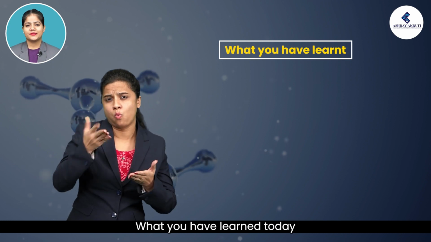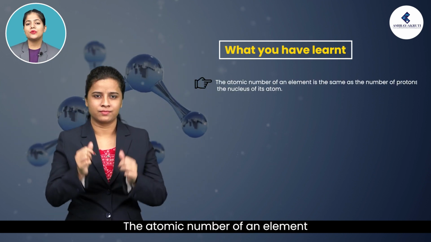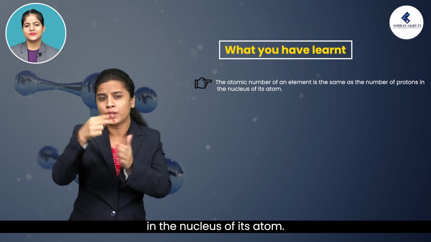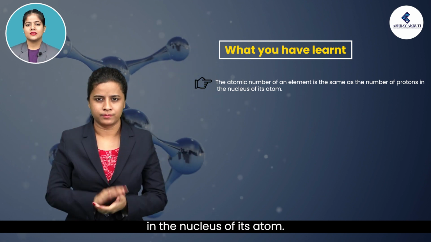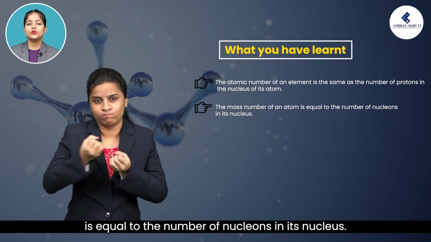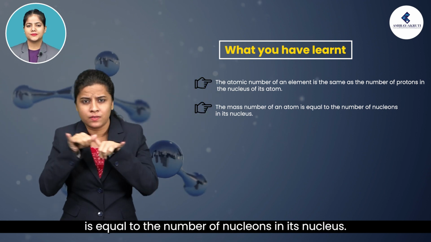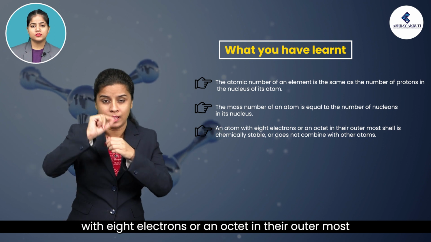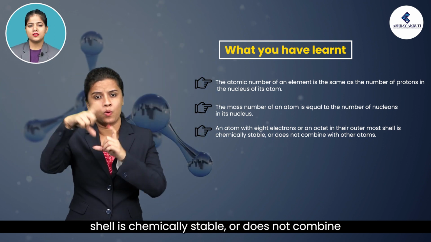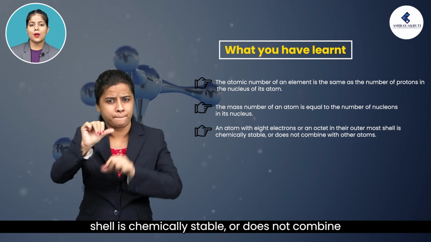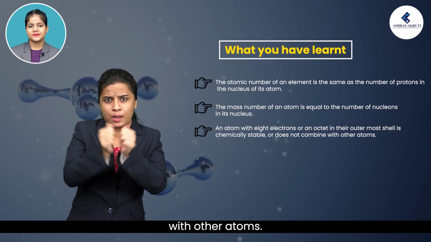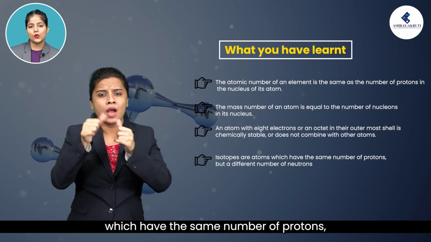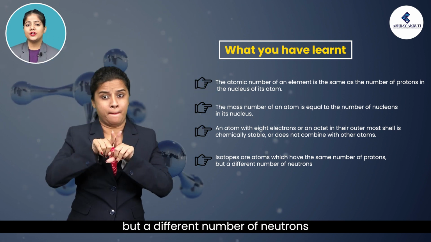What you have learned today? The atomic number of an element is the same as the number of protons in the nucleus of its atom. The mass number of an atom is equal to the number of nucleons in its nucleus. An atom with 8 electrons or an octet in their outermost shell is chemically stable or does not combine with other atoms. Isotopes are atoms which have the same number of protons but a different number of neutrons.